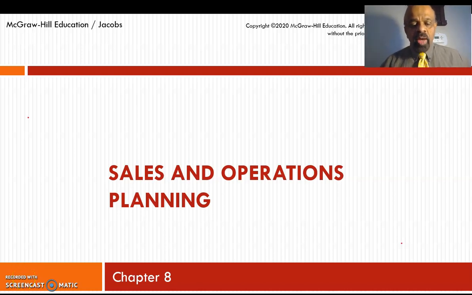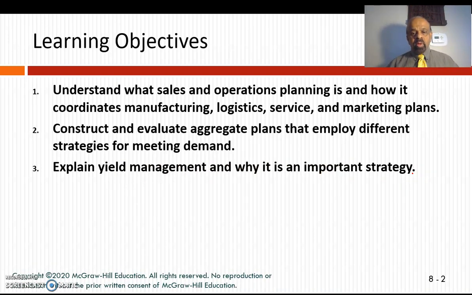Okay, welcome to Chapter 8, Sales and Operations Planning. In this chapter, we're going to be looking at various plans for finding out how much to produce, how many workers to employ, how much we are going to pay the employed workers, and the total cost. This is called the planning portion of operations management.